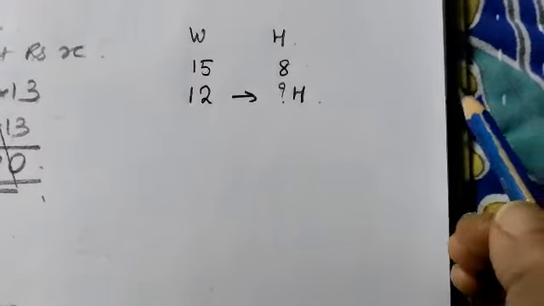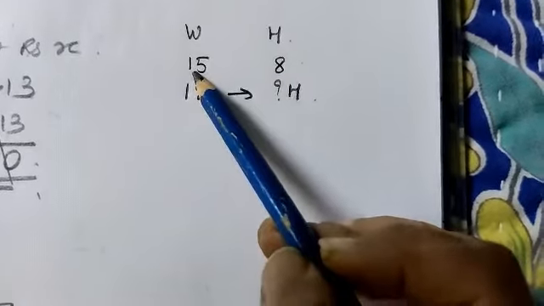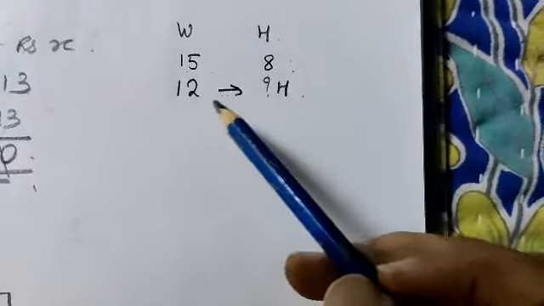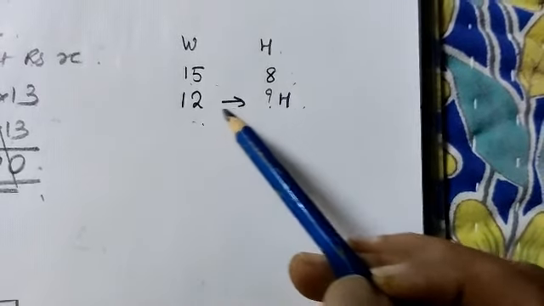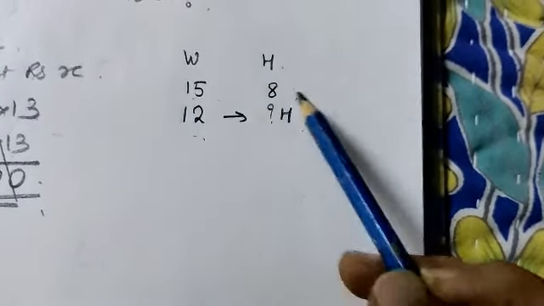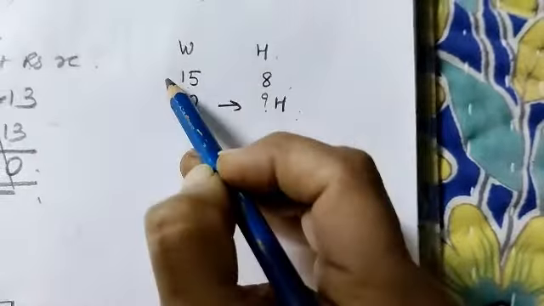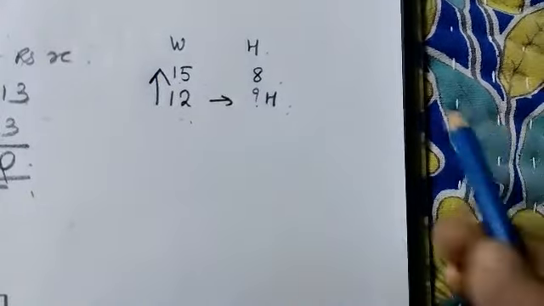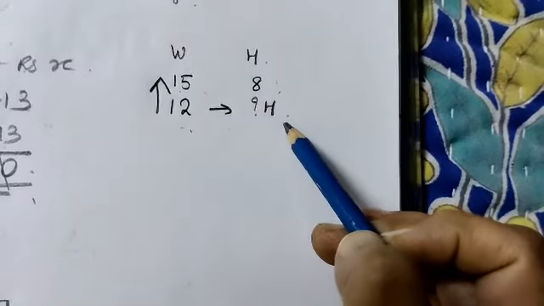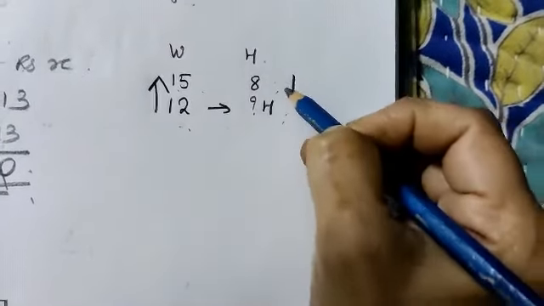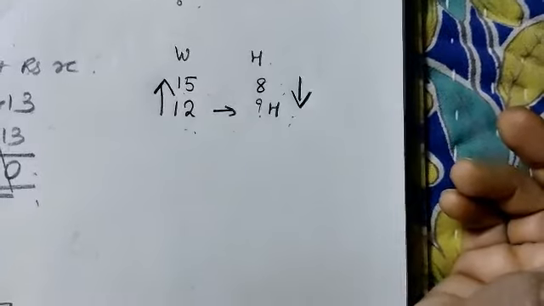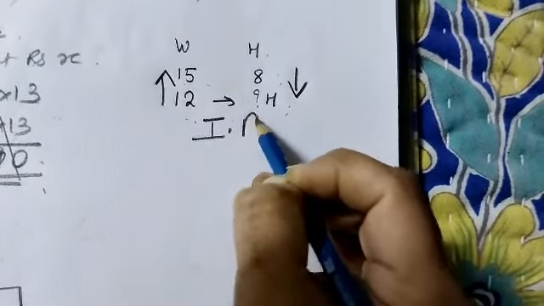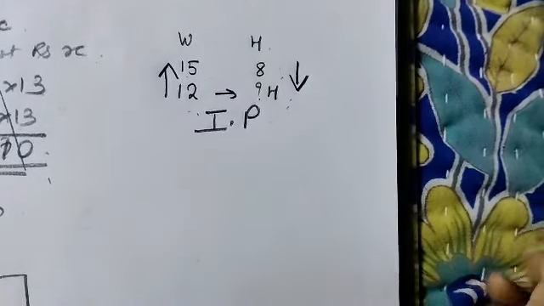The next question says 15 workers take 8 hours to build a wall. How many hours will 12 workers take to build the same wall? Now understanding that if the number of workers increases, the number of hours that they take will come down. More hands, lesser time. So we know that it is an inverse proportion sum.